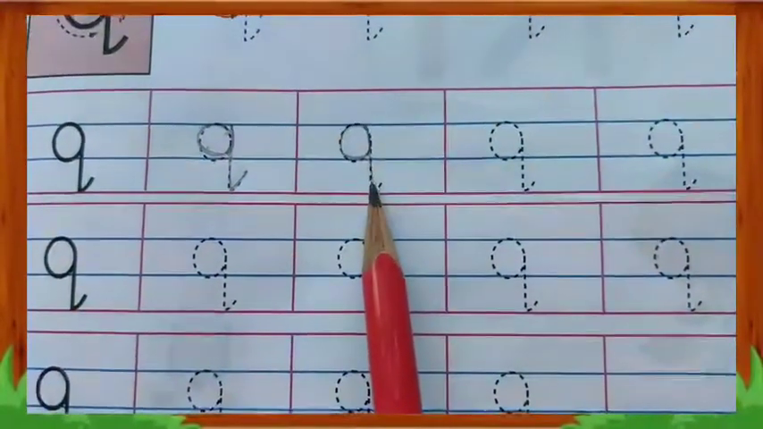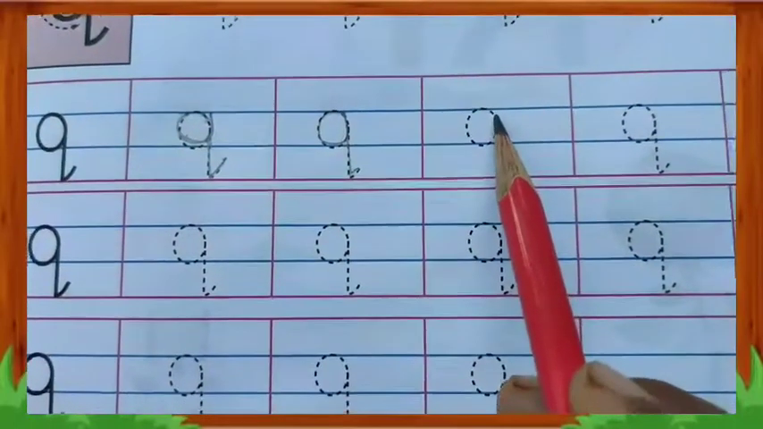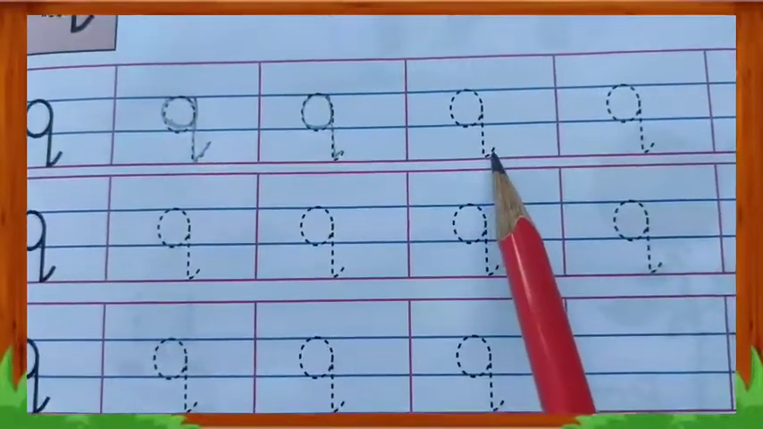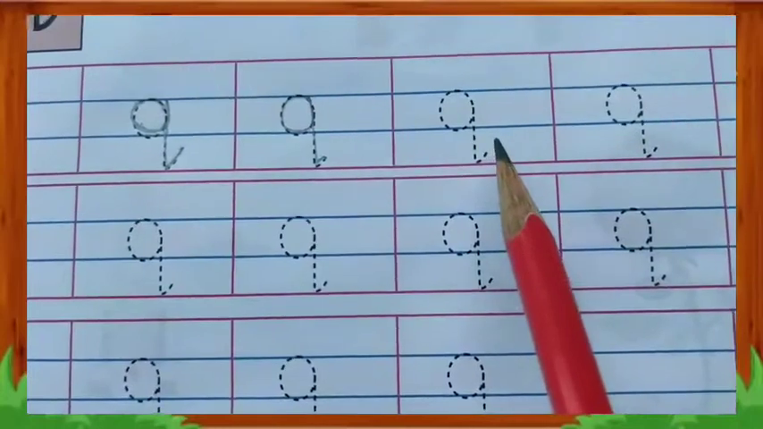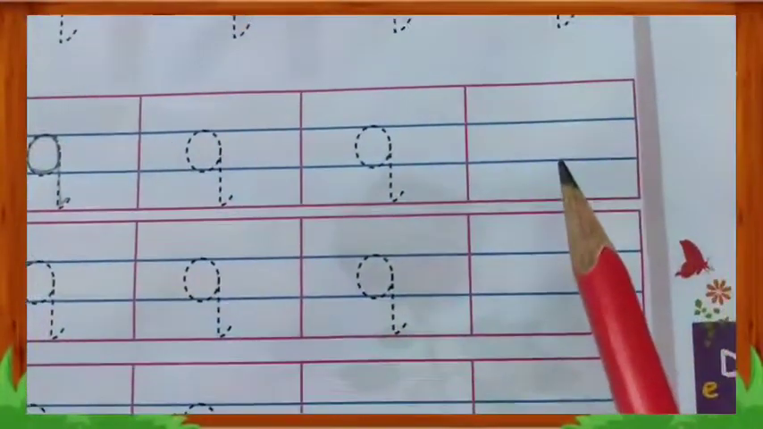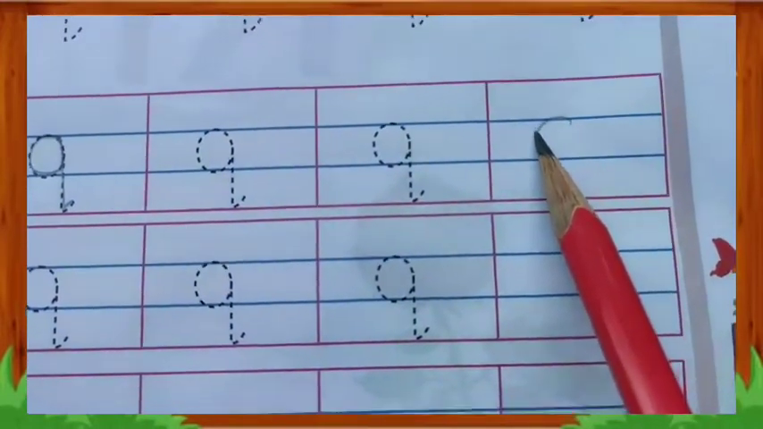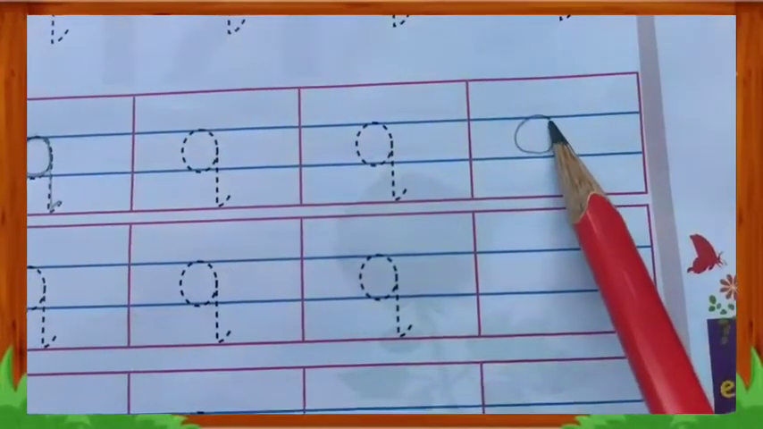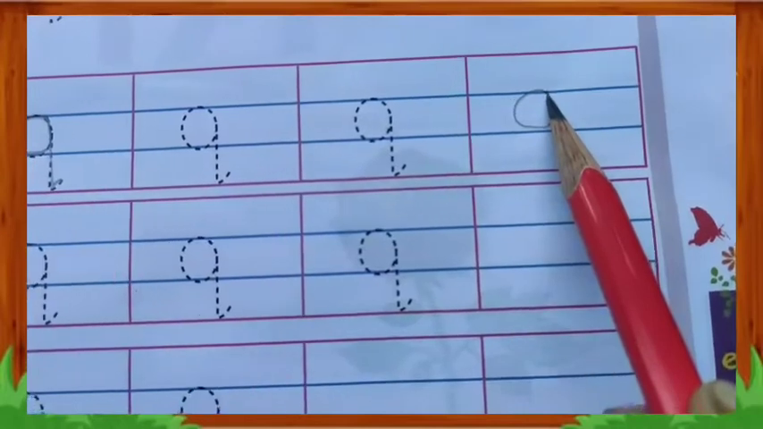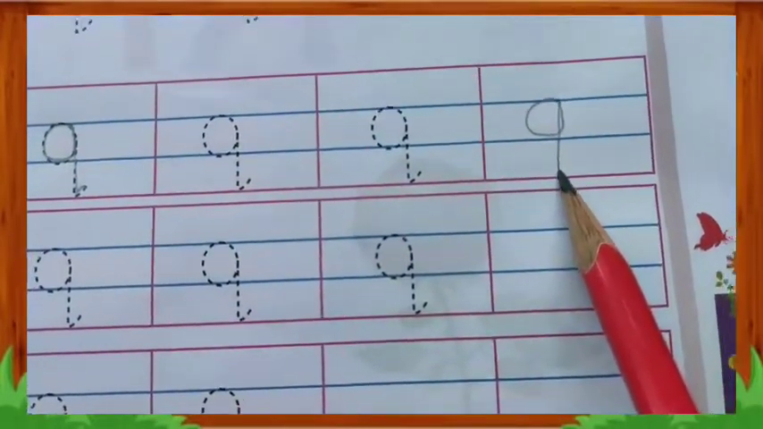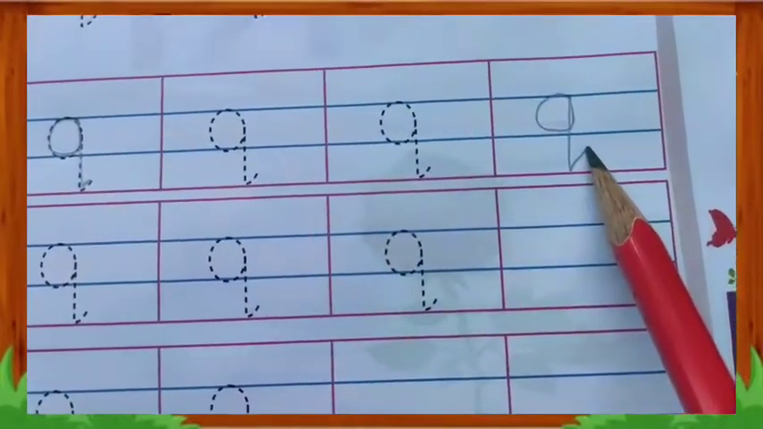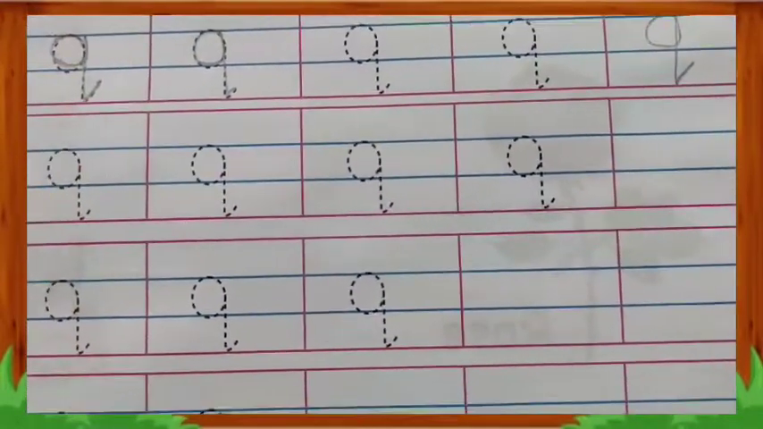Small letter Q. Round and stop. Line on this side and small sliding line. Right here. Round and stop. Long standing line and sliding line. Small letter Q.